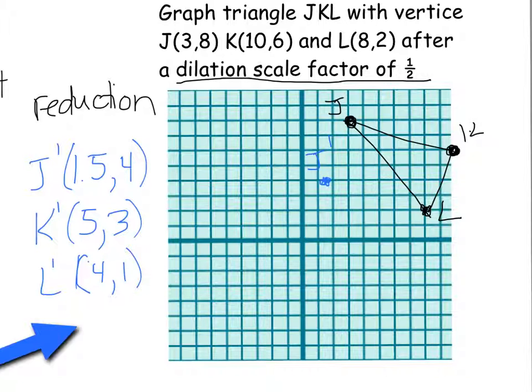And then K, you'll go over to 5 and up 3. There's K prime. And then L prime will be over 4, up 1. And you dilated your triangle. So now the new dilated triangle is half the original size.